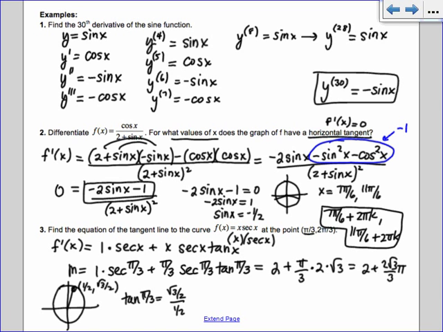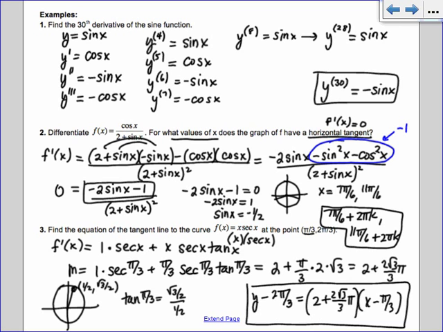But in this case, it just says find the equation of the tangent line, and it gave you the point. So I'm going to say y minus 2 pi over 3 equals m, so 2 plus 2 root 3 all over 3 pi, and then times x minus pi over 3. So it's gross, but that's the answer. We'll leave it like that.